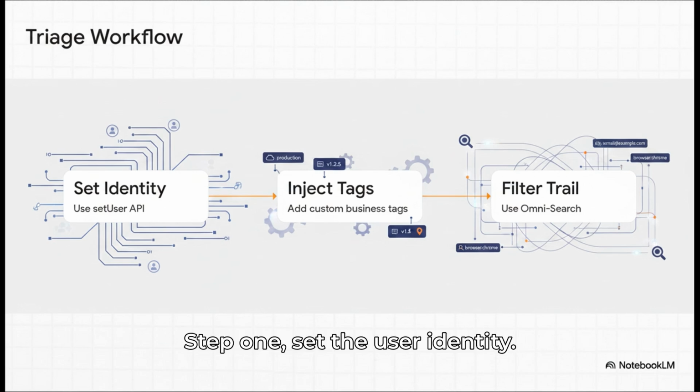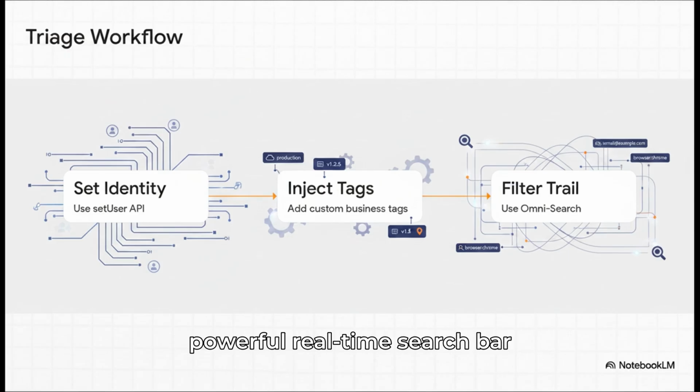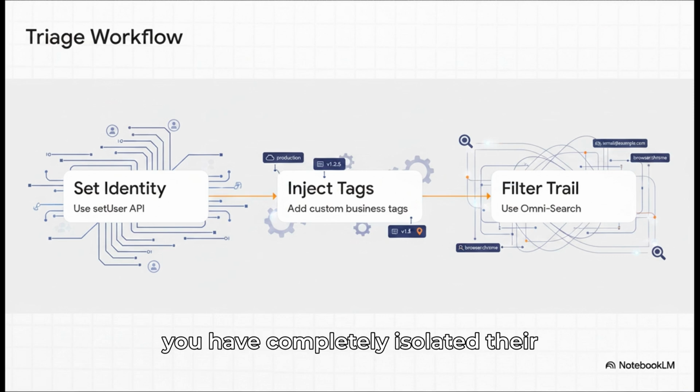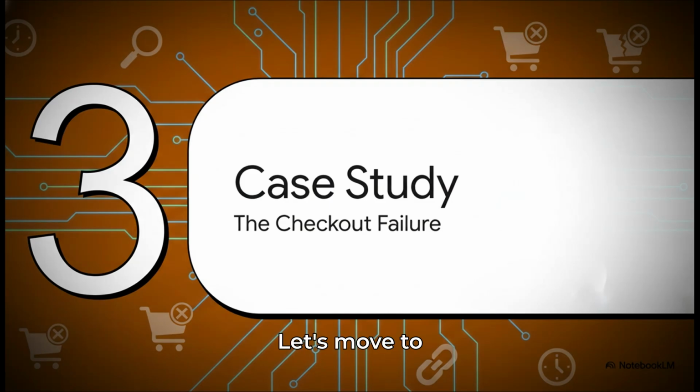Step 1. Set the user identity. By using the Set User API with a unique ID or email, Sentry can group issues based on user impact. Step 2. Inject your custom business tags. For example, you can tag the environment as production or log the specific release version. Step 3. Use Sentry's Omni Search. This is a crazy powerful real-time search bar that matches strings across messages, tags, and data fields all at the same time. You just punch in the user's email and boom, you have completely isolated their exact browser environment and their specific crash trail.